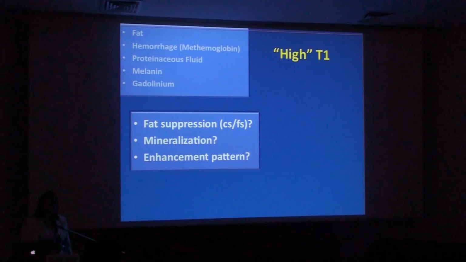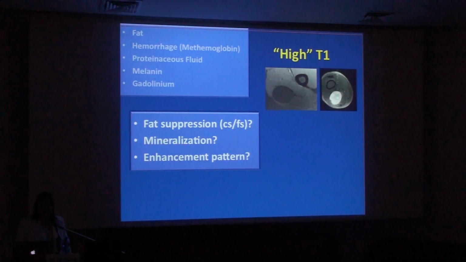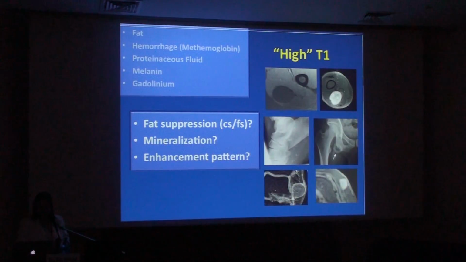And what questions are we going to ask? We're going to see, well, what does it do on the fat suppression images, specifically chemically specific or frequency selective fat saturation? Does it lose signal like fat, or does it stay bright and make us think about our other possibilities? Also, what does the radiograph show? Is there mineralization that can help us characterize this? And then what is the enhancement pattern? Do we have a thin rim of enhancement to suggest that this is fluid, as you might see in a cyst or an abscess, a cyst with proteinaceous fluid, or does it enhance throughout to indicate that it's a solid soft tissue mass?